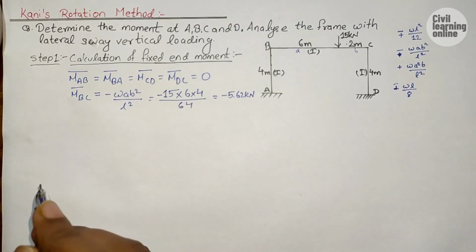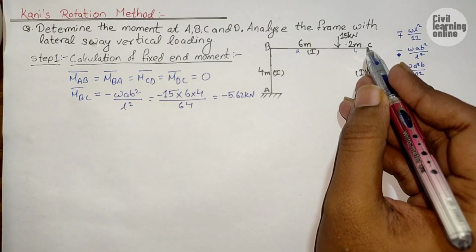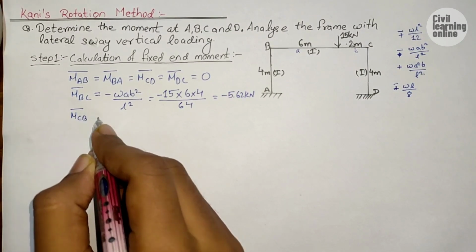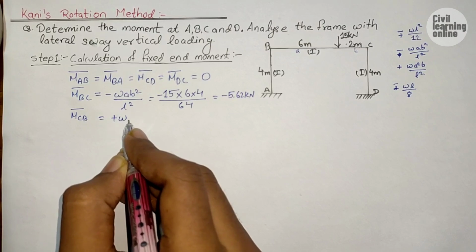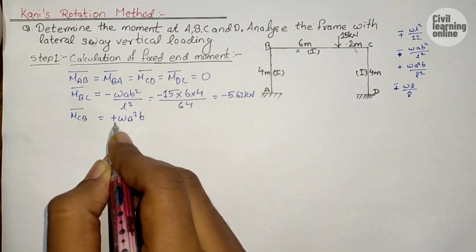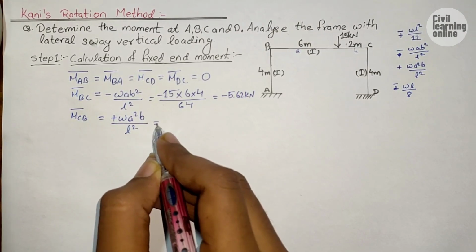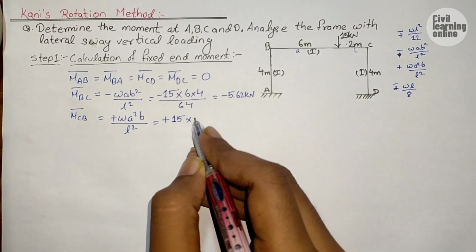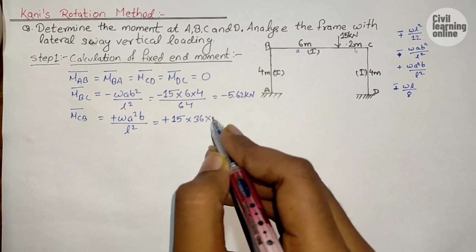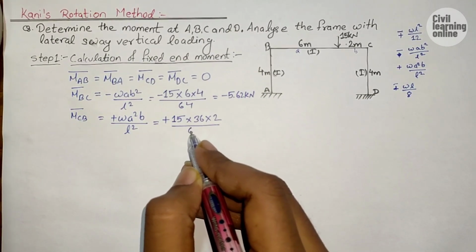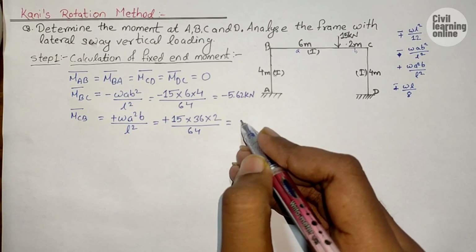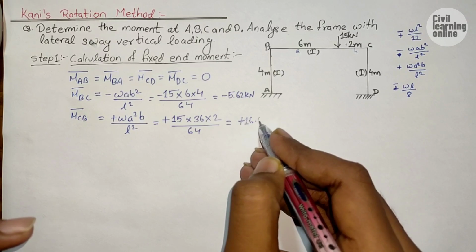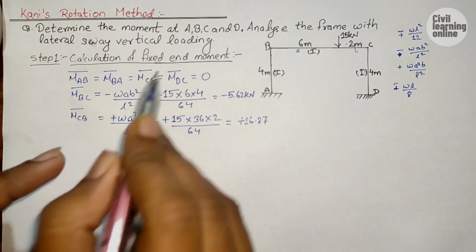Similarly, if we calculate the fixed end moment at point C, then it will be represented as MCB, which is positive WA square B upon L square, and which will be positive 15, and A square means 6 square, so 36, times 2, by L square, which means 64, and on solving this we will get the final answer, which is 16.87, the final answer for the fixed end moment.